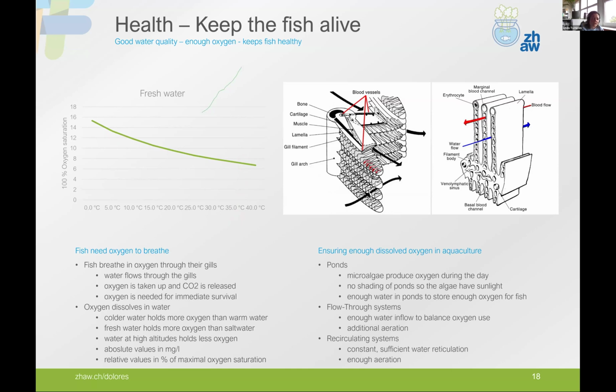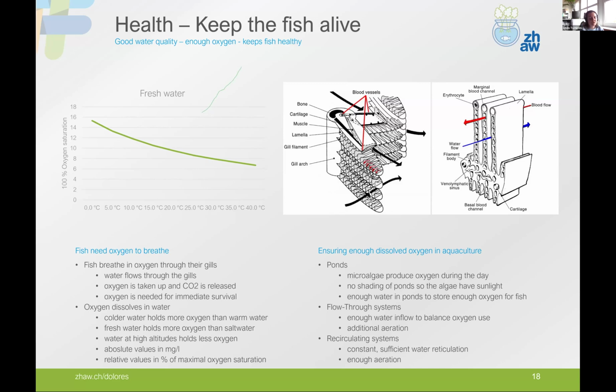How do you get oxygen in your system? If you have ponds, be aware that the microalgae are the ones who produce a lot of oxygen during the day. So do not shade your ponds if possible, so that the algae have a lot of sunlight. And make sure that the ponds are big enough, so that they do not run out of water and oxygen. If you have a flow-through system, ensure that there's enough flow through the system, and you can have additional aeration.